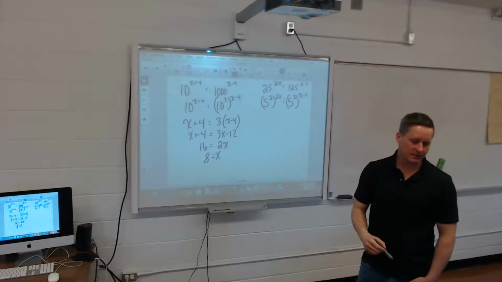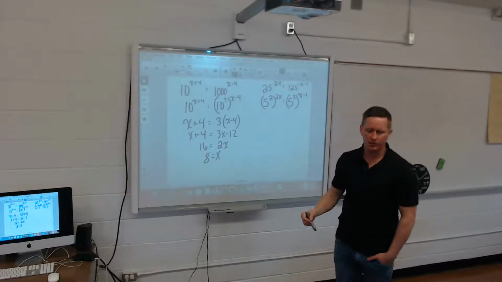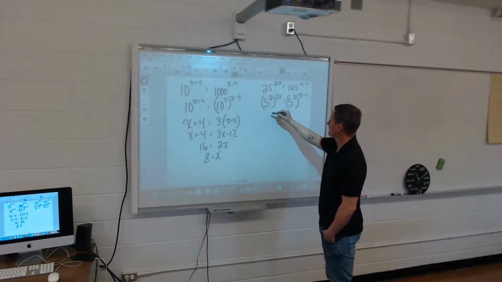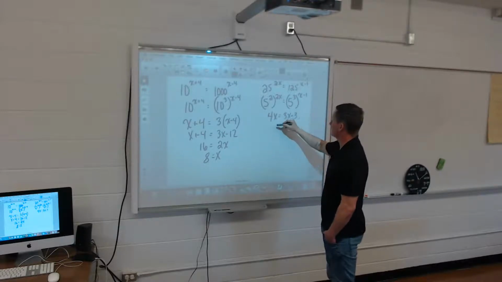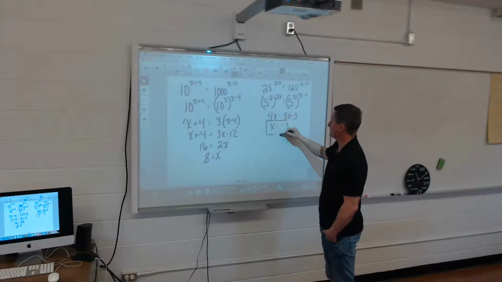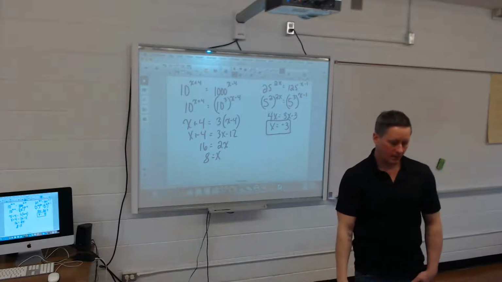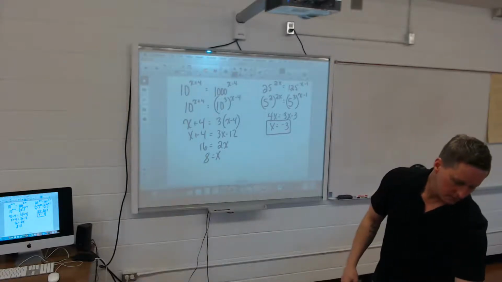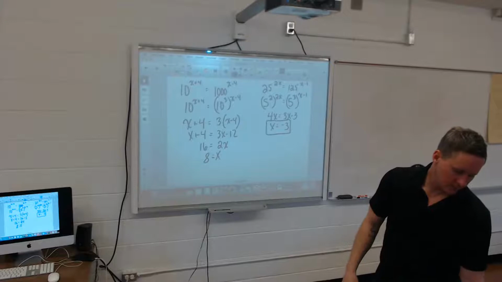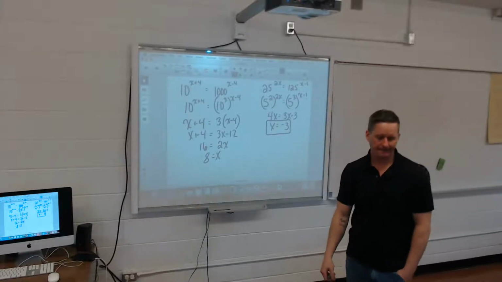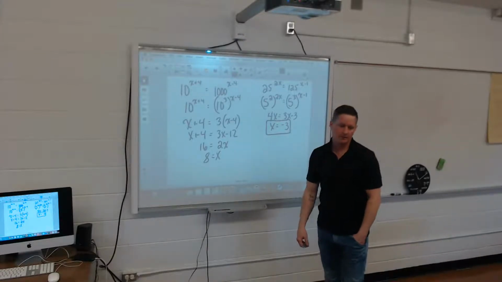Again, if the bases are the same, that means that the exponents have to equal each other if they're equal on both sides. So I get 4x equals 3x minus 3. x is equal to negative 3.